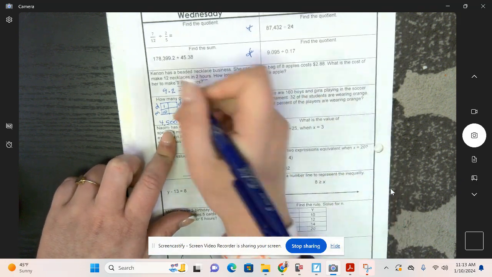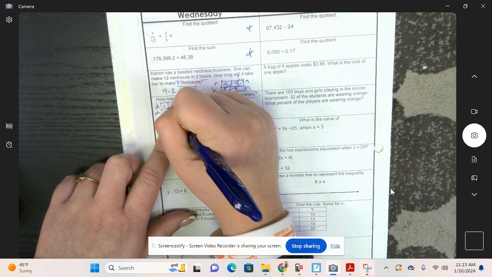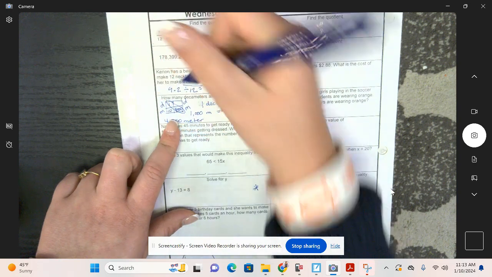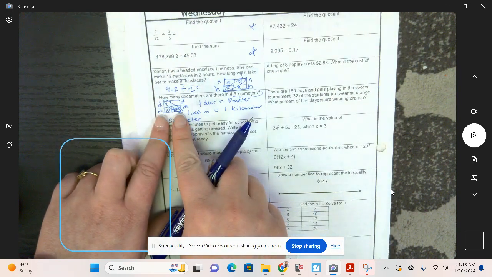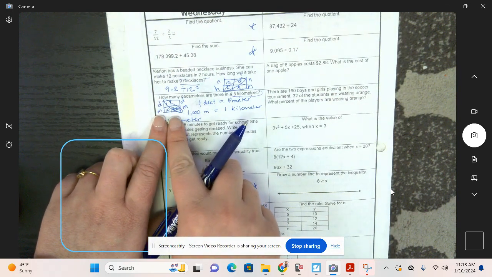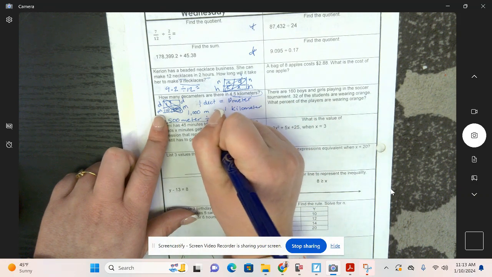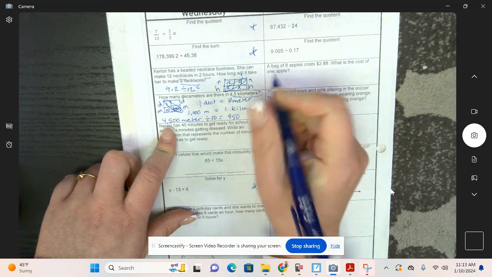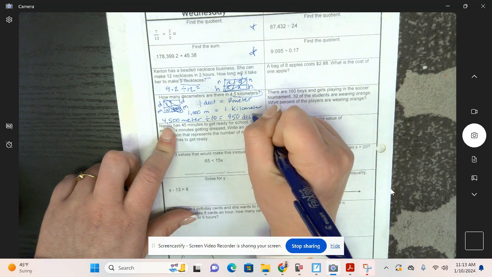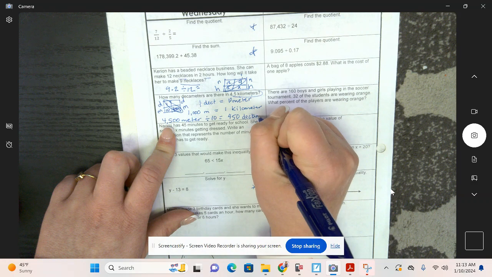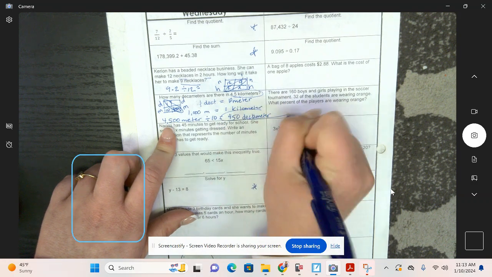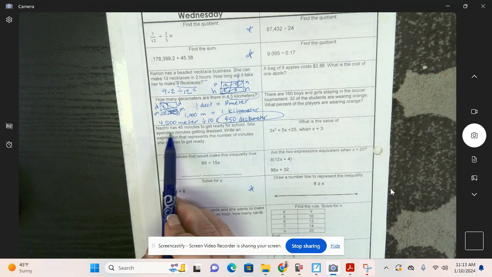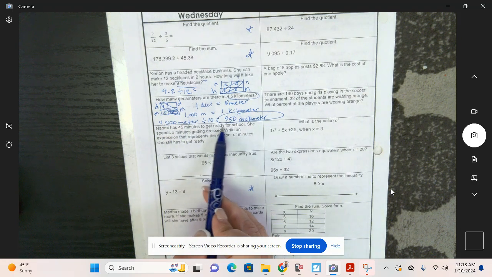So if I have 4,500 meters, how many decameters am I going to have? I'm going to cross multiply 4,500 times 1, which is just 4,500, and divide it by 10. I'm going to get 450. So there's 450 decameters there.